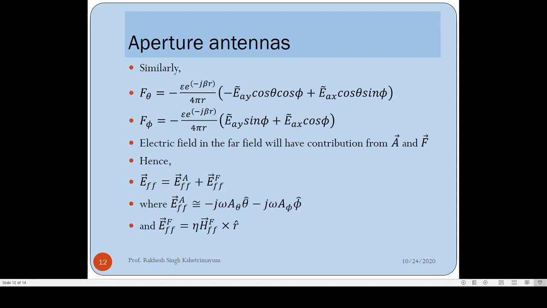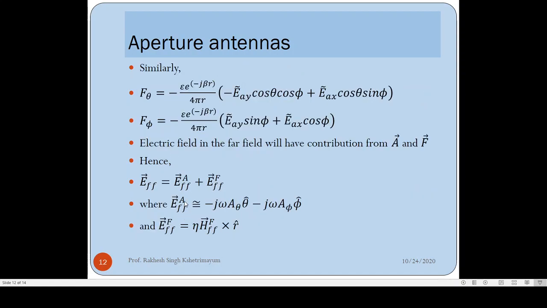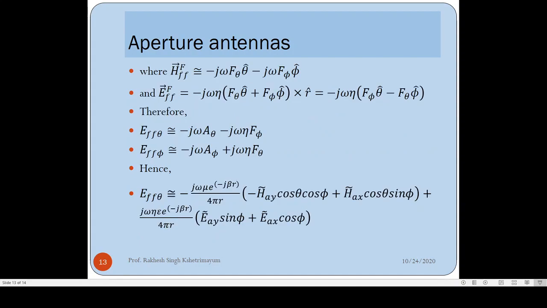The ratio of the electric field and magnetic field is eta, and the magnetic field is perpendicular to the electric field, and also perpendicular to the direction of the Poynting vector, which is along the radial direction. So how do I find this magnetic field in the far field due to the contribution from the F vector? Same thing: the H far-field contribution from the F vector is simply minus j omega F theta theta hat minus j omega F phi phi hat, just like what you have done for the electric field contribution from A. But what we are interested in is the electric field.